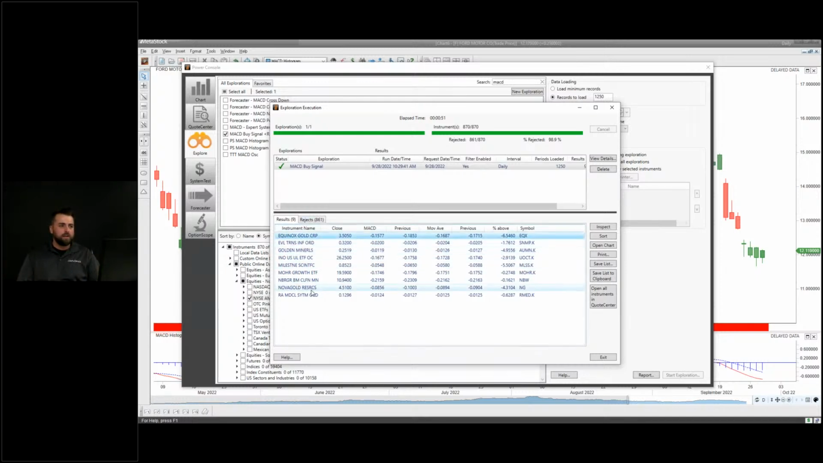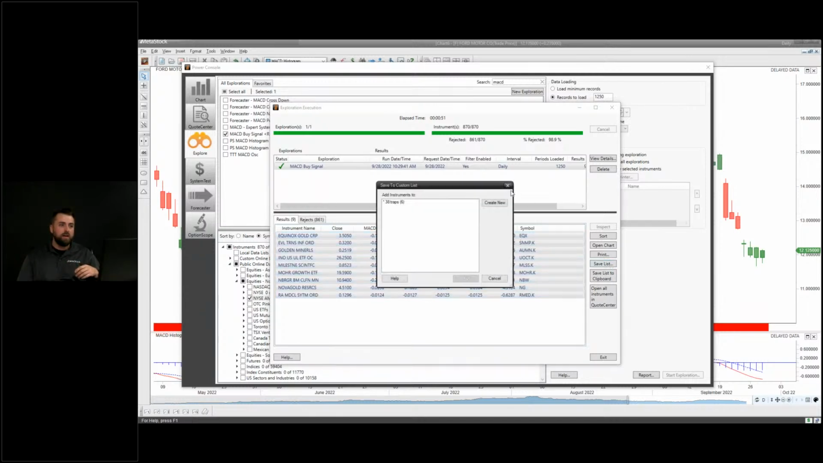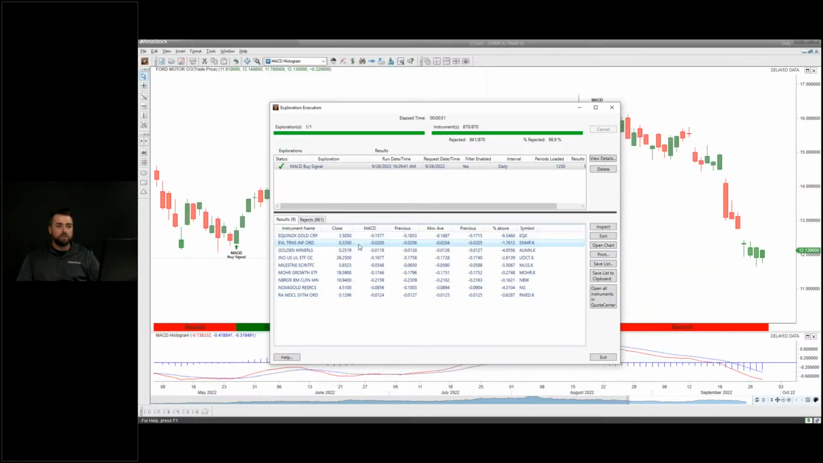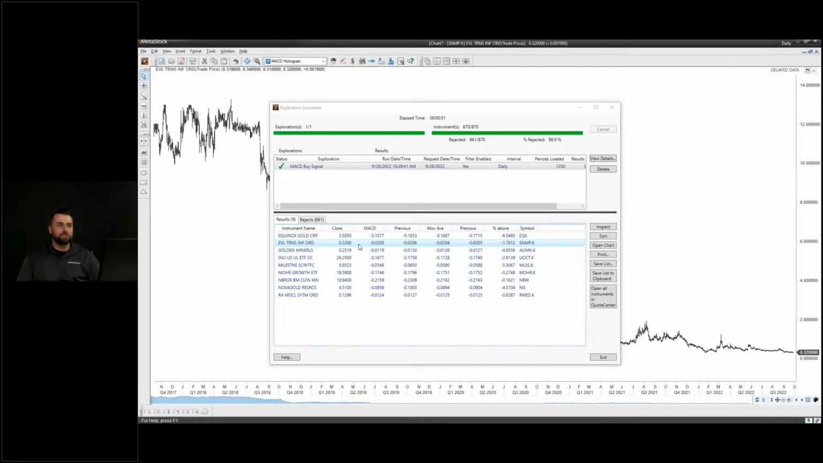And now what I could do from here is take this list of securities, maybe save the list to my clipboard, and then put it into our MetaStock Zenith and do some fundamental analysis inside of there. Or maybe I just want to save the list and use it in our quote center somewhere else, or maybe I want to open it up in options quote. There's all sorts of different things you can do with it here, but you can also simply double click on one of these securities and it's going to open up a chart of that security.